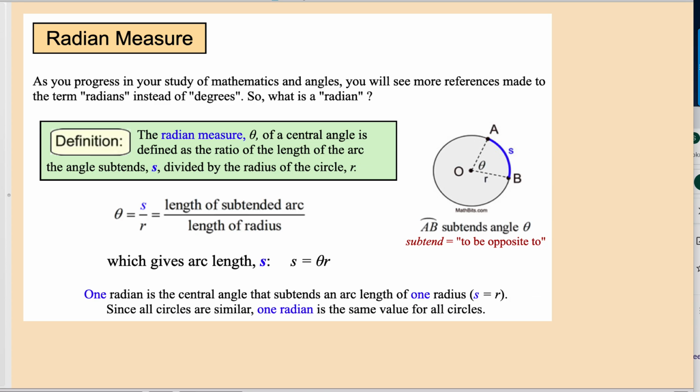Radian measure is defined to be the arc length, this length right here, divided by the radius. And when you take this length and divide it by the radius, we view that as the angle, the radian measure.